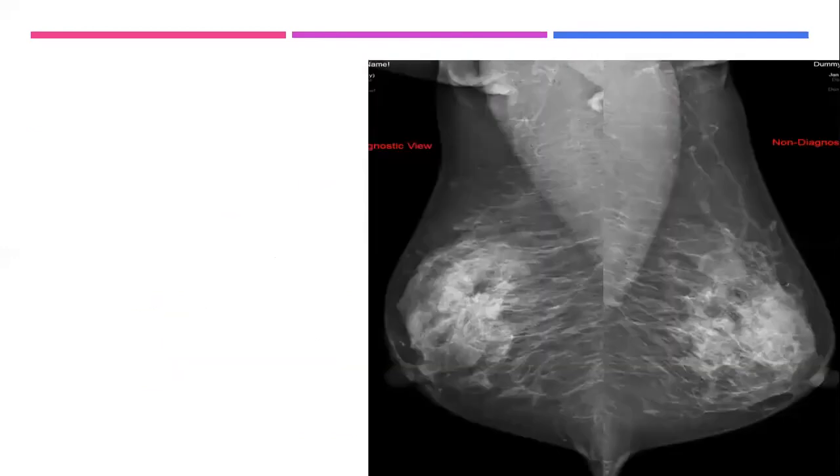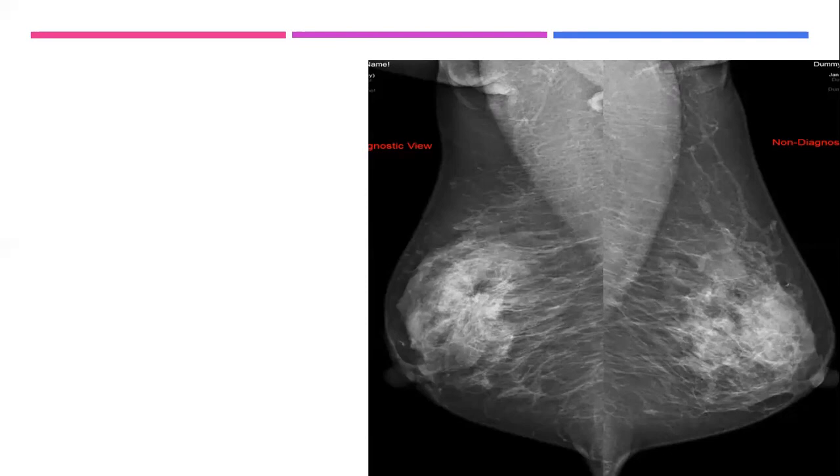Okay, what about this patient? Any abnormality here? There is an area of architectural distortion associated with, I think, focal asymmetry or mass with a lucent area at the upper part of the right breast.